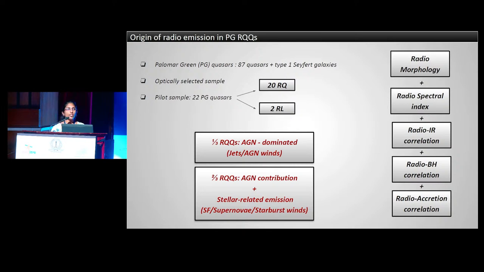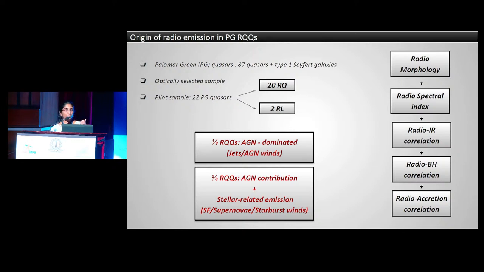At this point, we are trying to illustrate that although radio morphology and radio spectral index imaging are in themselves very powerful tools, they alone cannot really discriminate between the different emission scenarios, such as jets versus winds. Therefore, we have approached this problem from a new perspective, which is radio polarimetry, using the upgraded GMRT as well as VLA. This is because we expect to see differences in the polarization signatures between jets and winds.